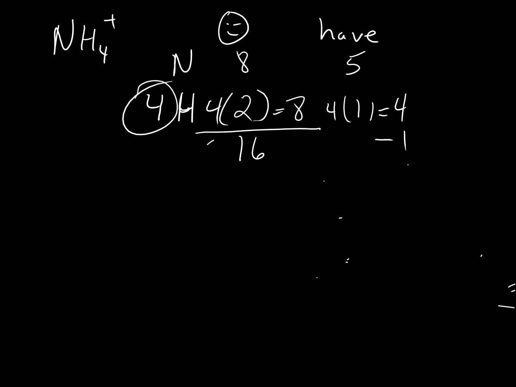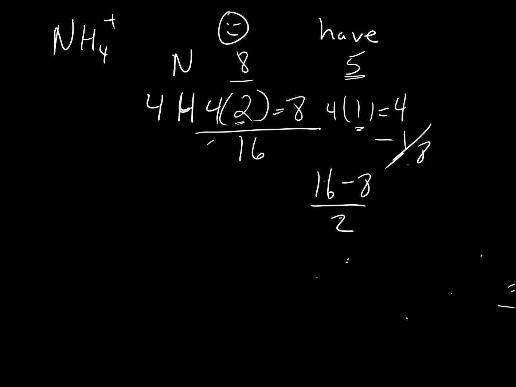Because there's 4 hydrogens. Because hydrogen has 1 dot, wants 2. Happy with 2. So hydrogen's have number is 1, its happy number is 2. Nitrogen has 5. It would be happy if it had 8. So those are just the number of valence electrons. Right. So 5 plus 4 is 9, minus 1 is 8. And 16 minus 8 divided by 2 is 8 divided by 2 is 4 bonds.